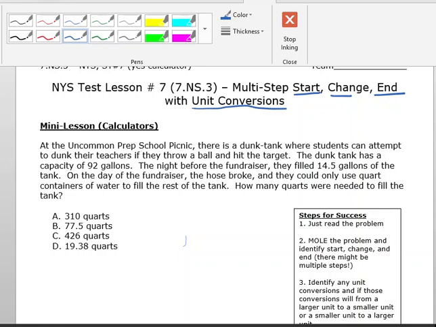At the Uncommon Prep School Picnic, there is a dunk tank where students can attempt to dunk their teachers if they throw a ball and hit the target. The dunk tank has a capacity of 92 gallons. The night before the fundraiser, they filled 14.5 gallons of the tank. On the day of the fundraiser, the hose broke, and they could only use quart containers, which sounds awful, quart containers to fill the rest of the tank. How many quarts were needed to fill the tank?